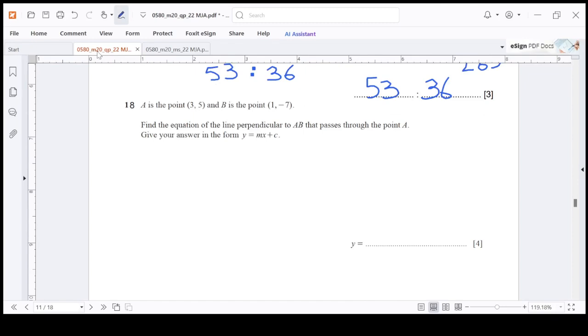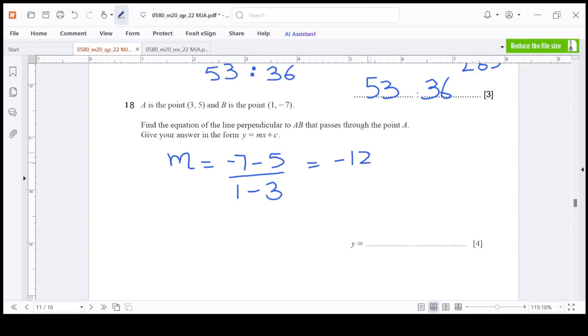Okay. Next. A is a point (3, 5), B is a point (1, -7). Find the equation of the line that is perpendicular to AB and that passes through A. Give your answer in the form y equals mx plus c. Okay, let's find the gradient first. The formula for gradient is y2 minus y1 over x2 minus x1, which gives us minus 12 upon minus 2. So the gradient is coming out to be 6.